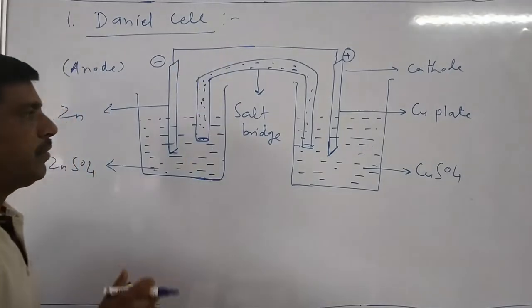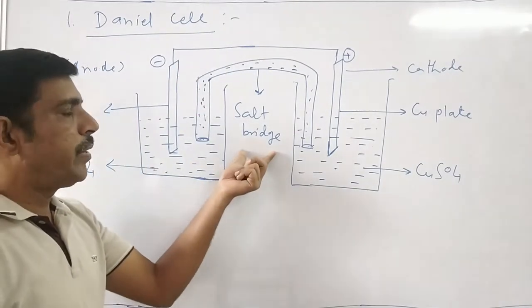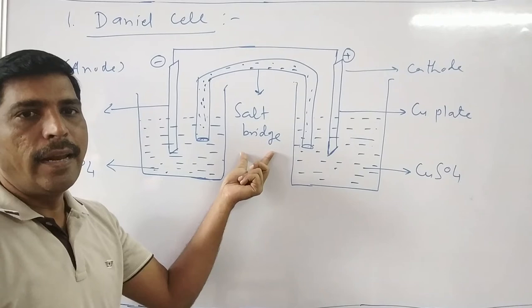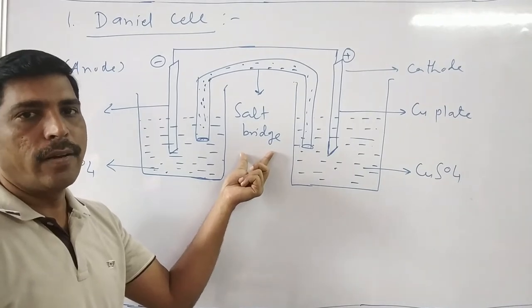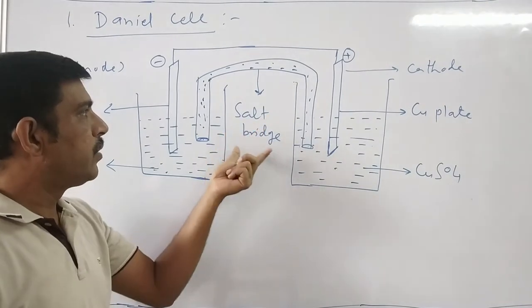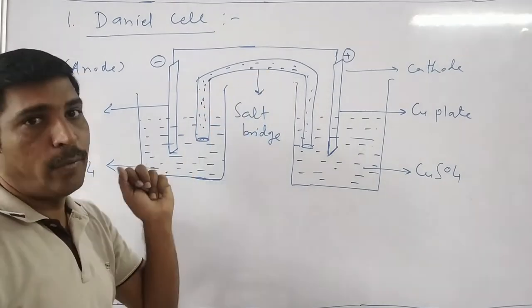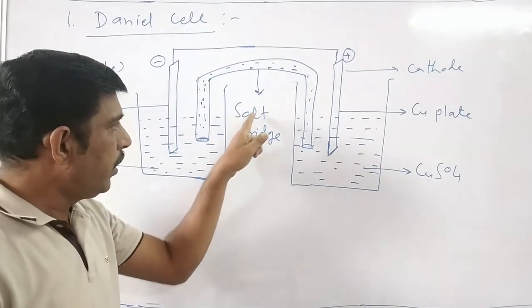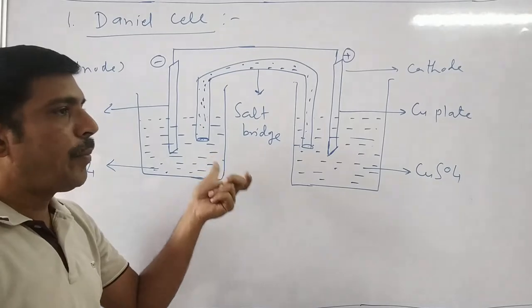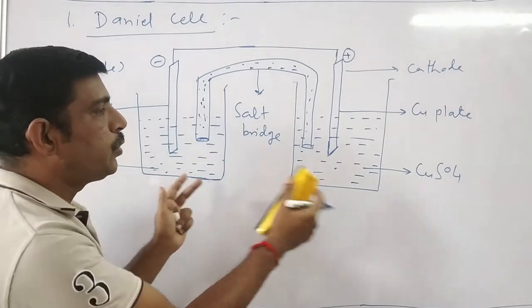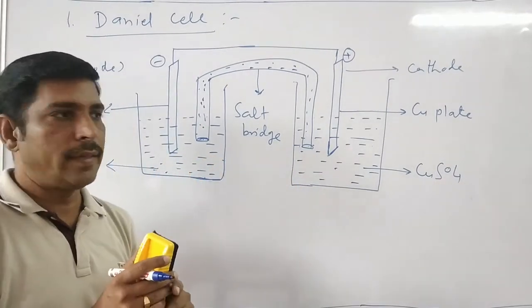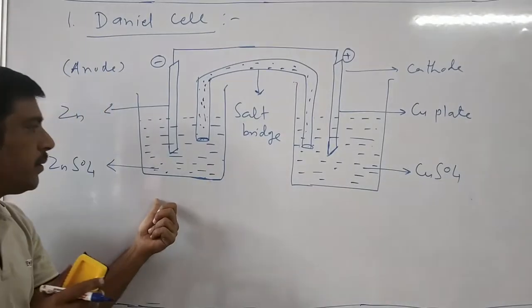As you know, the meaning of a bridge is that it connects two ends of a river. So which salt is present in the salt bridge? That is KCl, potassium chloride. The salt bridge is a U-shaped tube that connects the two different half cells. This is one half cell, this is another half cell.